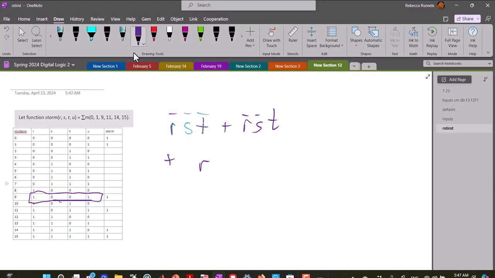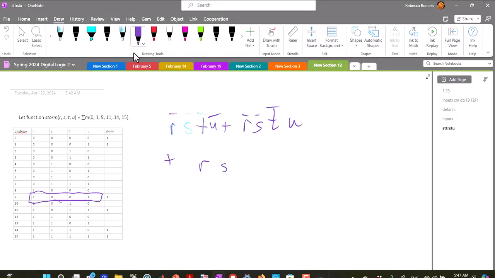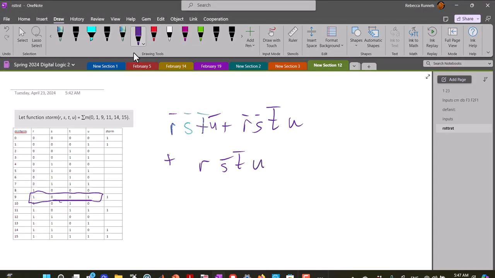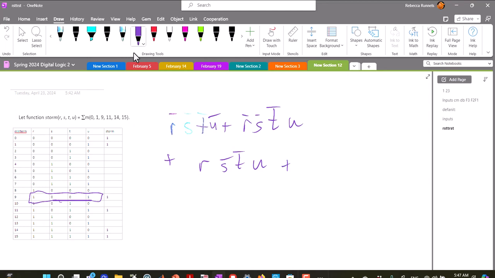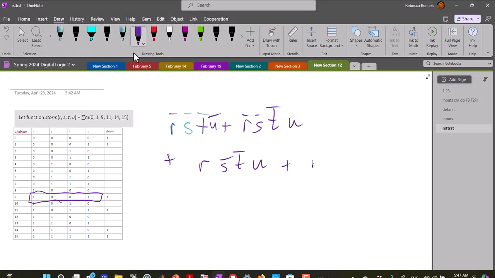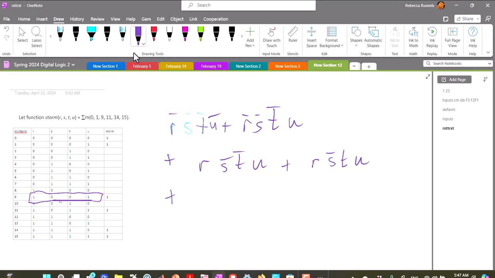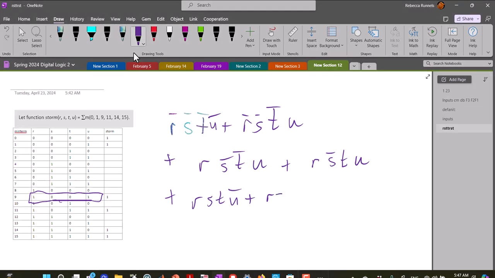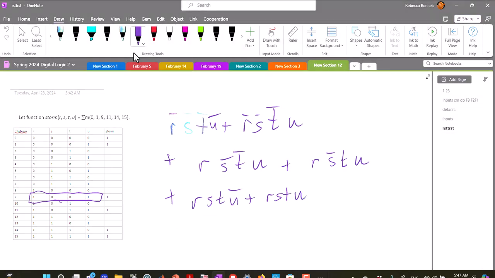oh no, never mind, I'm sorry, we have the 4 variables. R'S'T'U', R'S'T'U, and min-term 9 is RS'T'U, and min-term 11 is RS'TU, and min-term 14 is RSTU', and min-term 15 is RSTU.